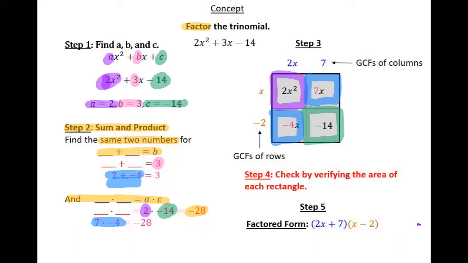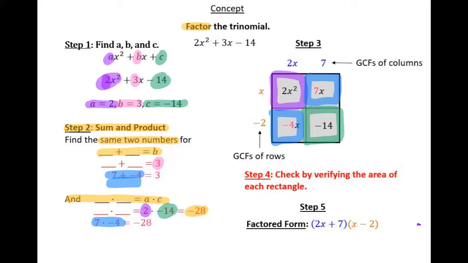Okay, so that's how you set up the box. First, whatever the A value is up here, the 2x squared, goes in the first box. And then our C value goes in the last box. And then whatever you got for those 2 values that multiply and add up to those 2 numbers goes inside the other boxes, along with an x. Because the B value has an x, those 2 values need to have an x as well.